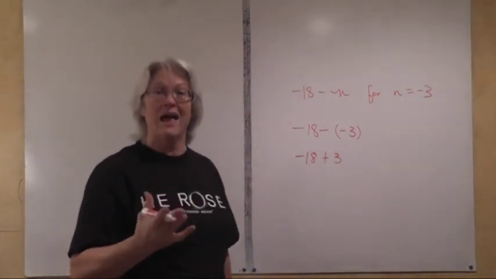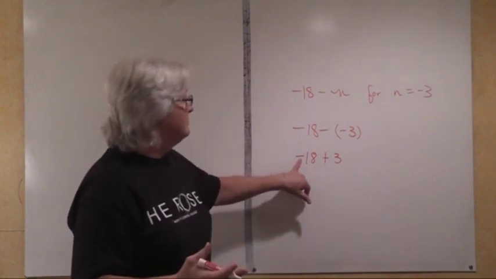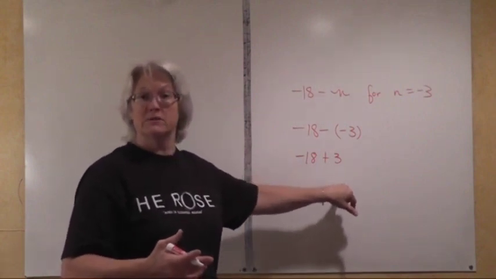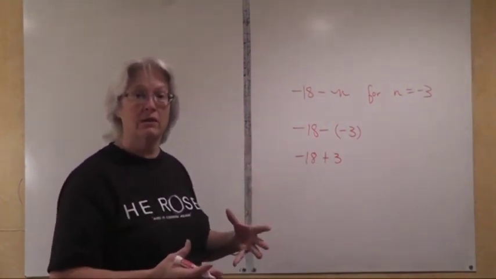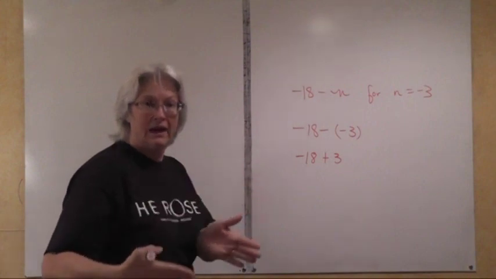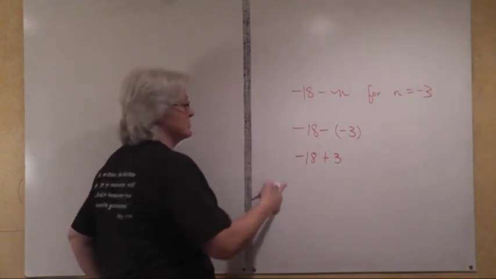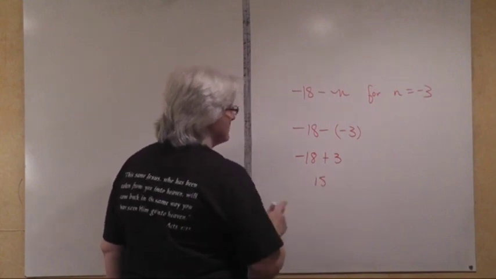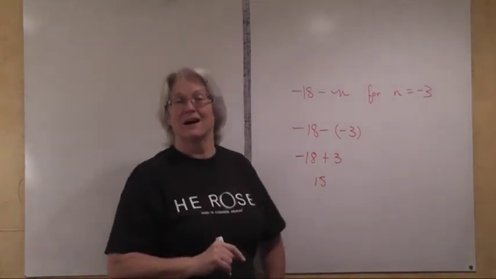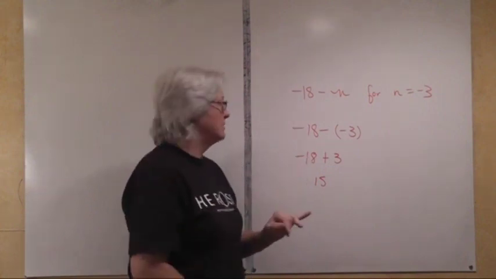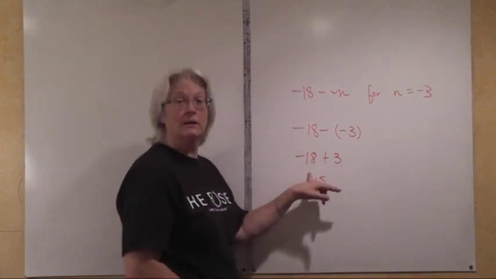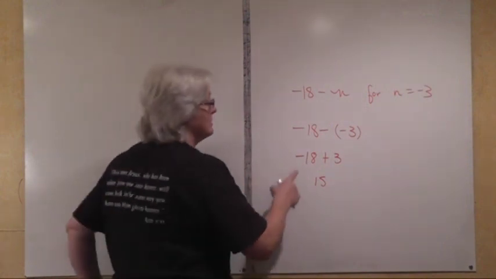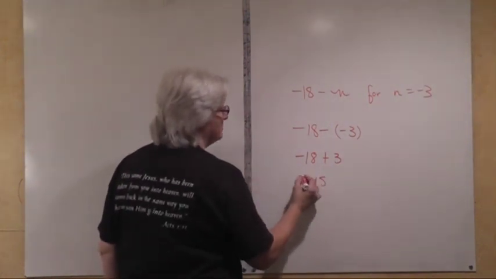Now we're at our rule for adding integers. When we have differently signed integers, we have a negative and we have a positive, what do we do? You subtract them. I have to say you're subtracting their absolute values, but you're subtracting them. 18 minus 3 is 15. The negative sign is in front of the larger number. The negatively signed number has the larger absolute value, so you use its sign.